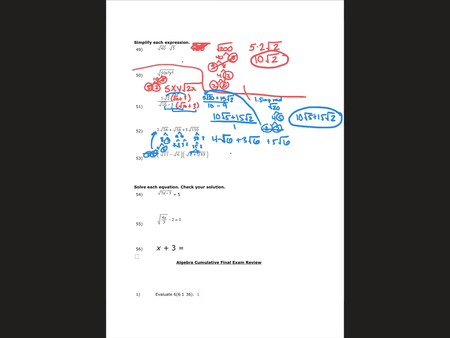Now these are all like terms, so I can actually just add 4 plus 3 is 7, plus 5 is 12, radical 6. 53 is similar to the multiplying that we've already done, so I'll move on to 54.